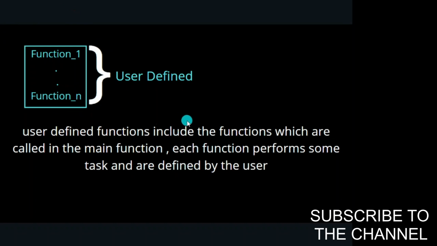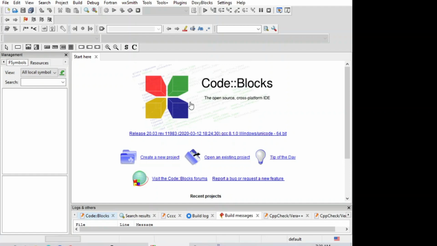So now we'll look into the coding part of a basic C program structure. If you are new to Code::Blocks and want to know how to install it on Windows, I have made a video on that and I'll provide the link in the description.